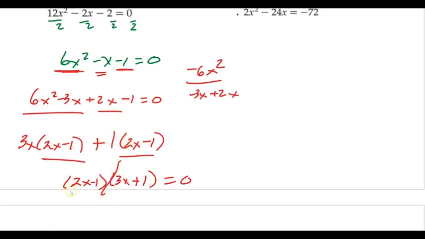We split it. Solve each one separately. Add 1, divided by 2. Subtract 1, divided by 3. And there. That's the way it works. It's all about set equal to 0. Factor it any way you know how to factor, and then split and solve.